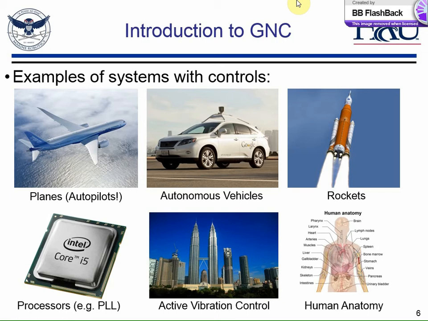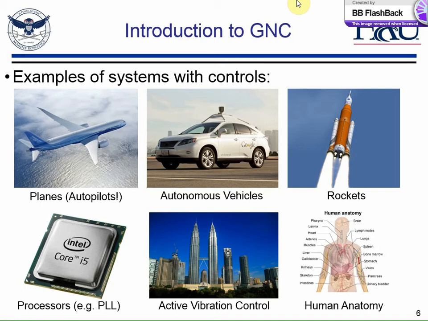Active vibration control, so anything like an earthquake-prone building. There's a lot of passive dampers that are used. But now that we have the technological power to be able to design active control systems, you're actually able to design systems that will either move the center of gravity of a building as it's swaying to minimize structural impact.